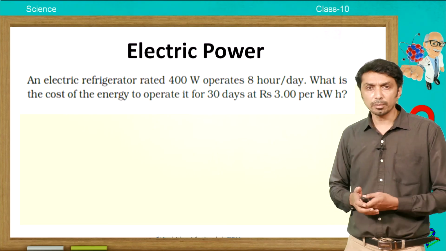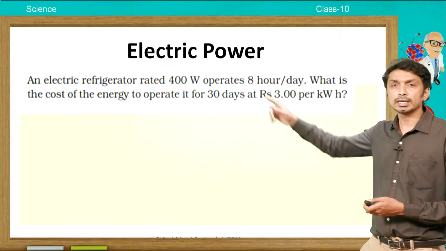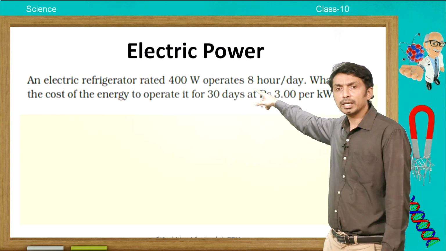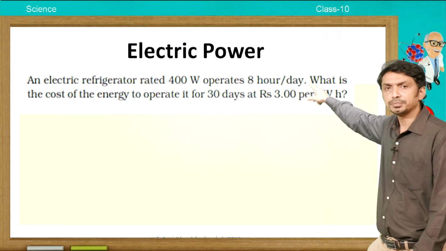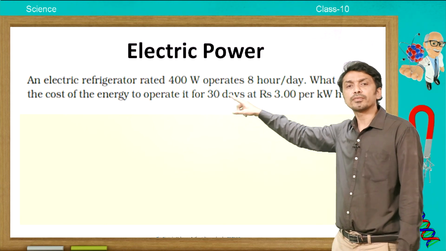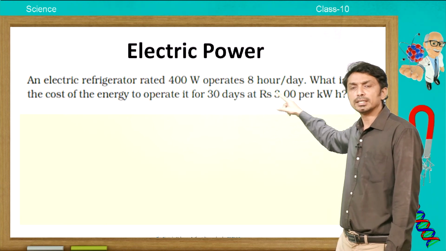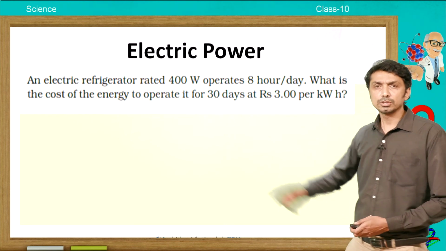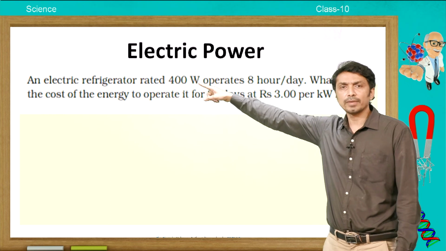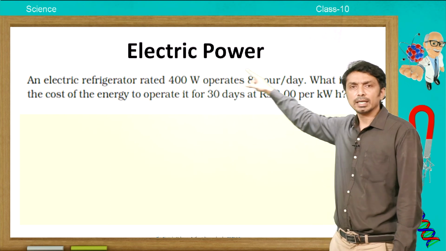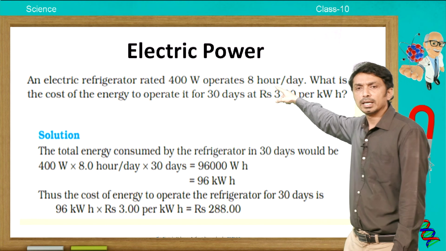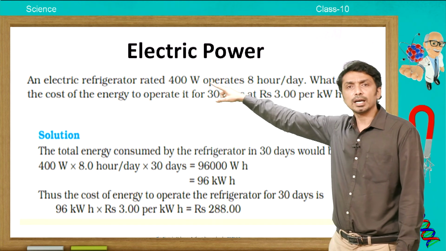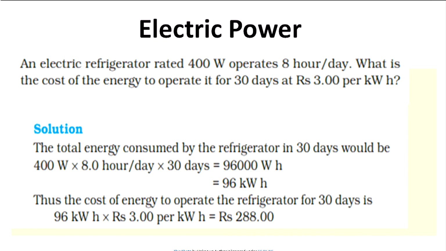Try to solve a problem based on electric power. An electrical refrigerator of 400 watt power operates 8 hours per day. What is the cost of energy to operate it for 30 days at rupees 3 per kilowatt hour? So now what is this 400 watt? It is the power P, and what is this 8 hours per day? It is the duration for which the appliance is being used. For how many days is it used?